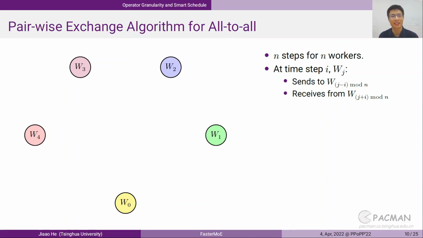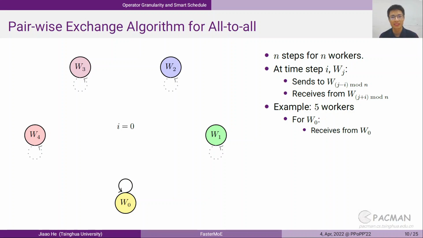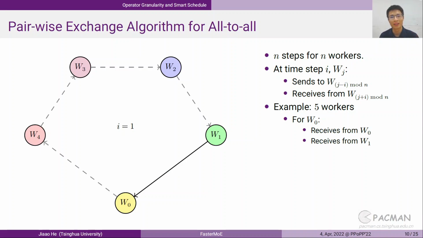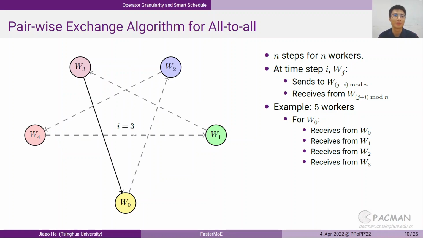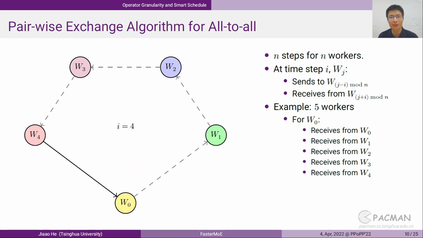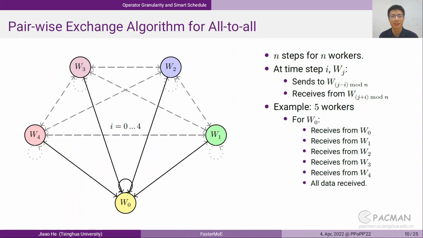On the left is an example of 5 workers. At time step 0, every worker sends data to itself. At time step 1, worker 0 will receive data from worker 1. And at step 2, it receives from worker 2. Step 3 receives from worker 3. Step 4 receives from worker 4. Finally, after all the steps, worker 0 has received the data from all other workers, and it is the same for other workers, that everybody receives data from everybody else.